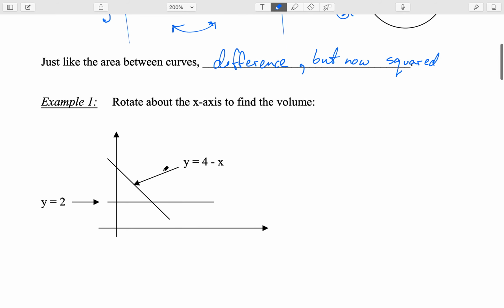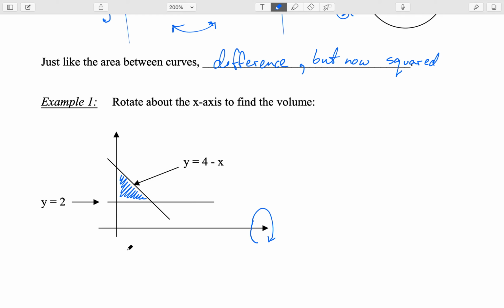Okay, so let's take this region here. This is 4 minus x, this is 2. This is the region I'm going to talk about, this little triangle. I'm going to take this and spin it around the x-axis. So it's going to go in that direction, and go down to here. You're going to get a mirrored image.